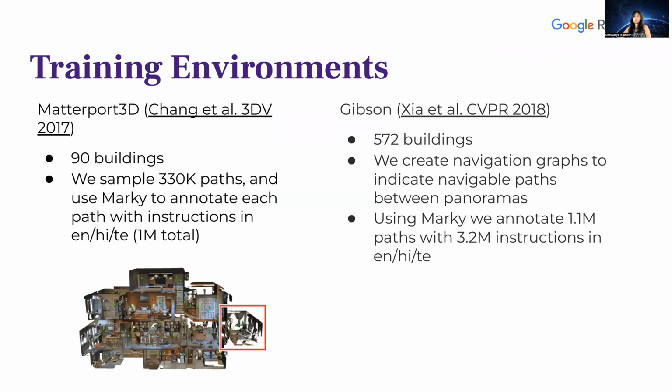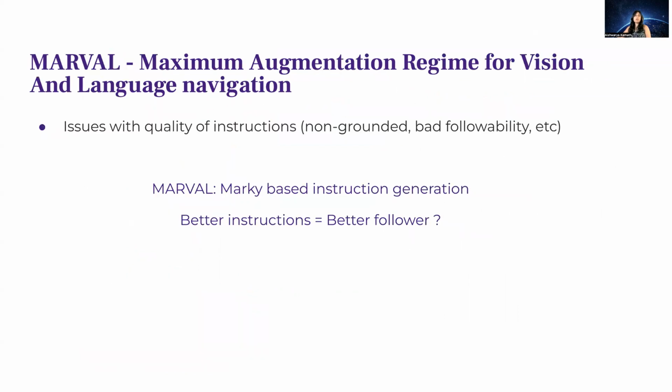We create navigation graphs to indicate navigable paths between the panoramas. Using Marquee, we annotate an additional 3.2 million instructions in English, Hindi, and Telugu, bringing the total number of instructions in our new dataset to 4.2 million. We attempt to answer the following three questions through this work.